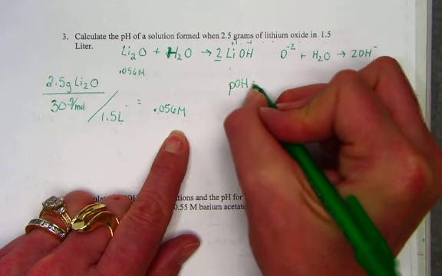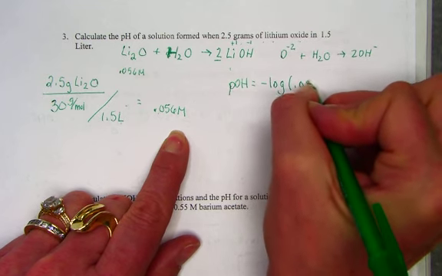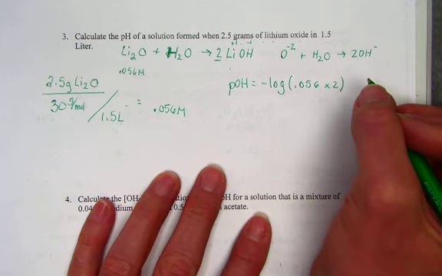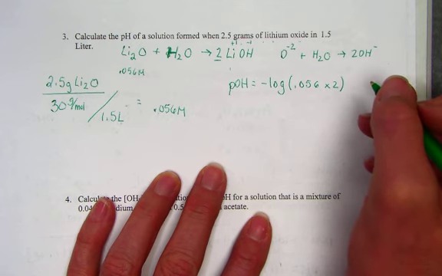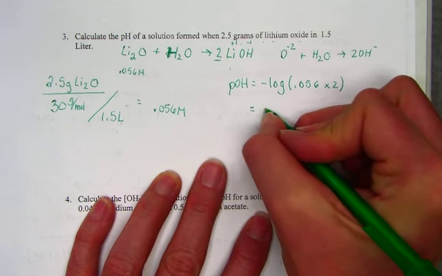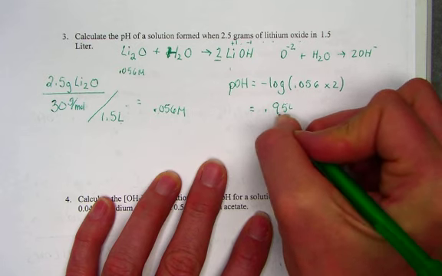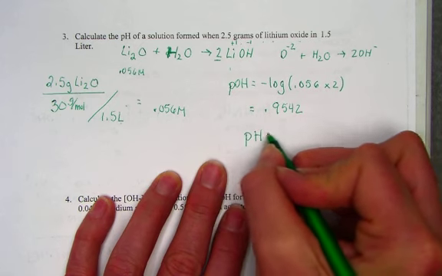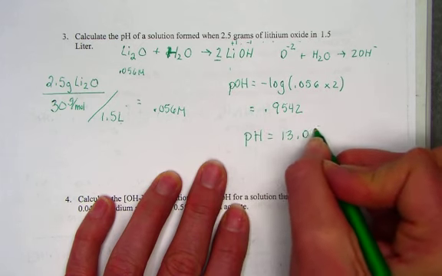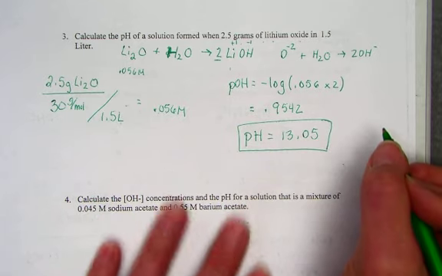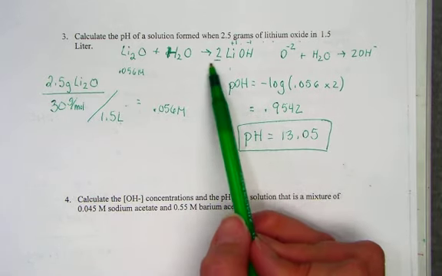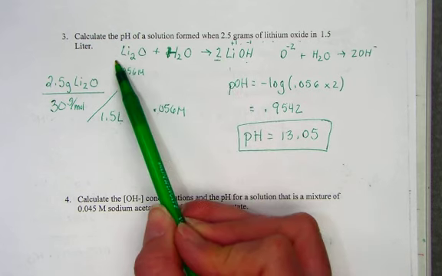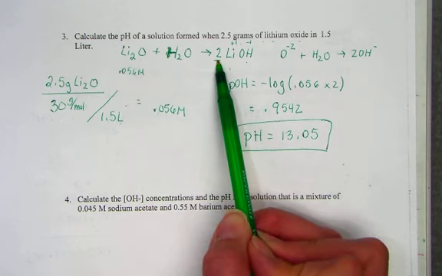Knowing that we have base ions, we hit negative log of 0.056 times 2 to get something known as pOH, and then we simply subtract that answer from 14. The pOH I found was 0.9542, carrying plenty of decimals. So flipping that into a pH, we find 13.05 pH units for this strong base. The trick I think here was forgetting that the base ion hydroxide is produced to the value of 2, a stoichiometric ratio of 1 to 2.